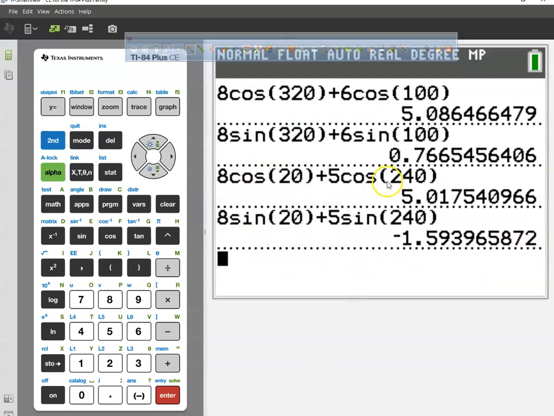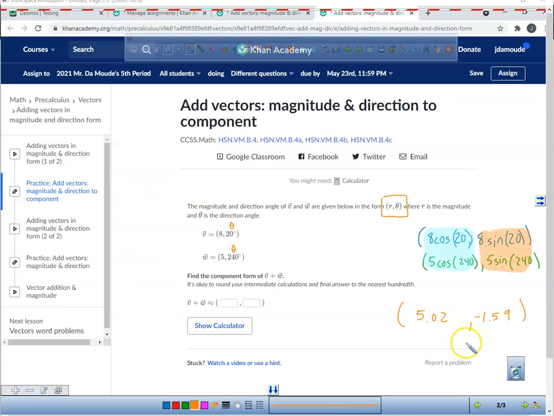Sine goes with sine. Cosine goes with cosine. Yeah, okay, there we go. That's our answer. Those are our components. That's the x component and that's the y component. Because what are we doing with the vectors? We're adding them together.